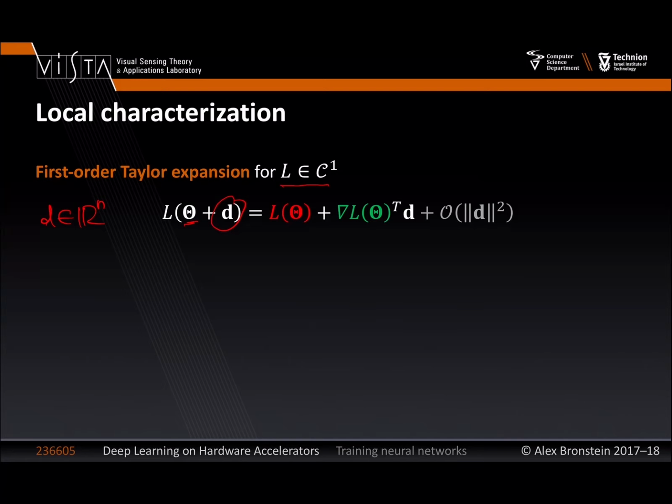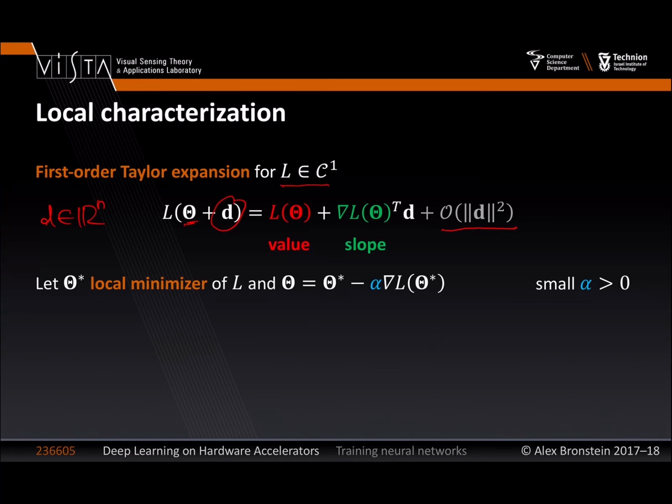So first order approximation means that I'm going to linearize my function. I'm going to approximate it by a linear function, by a hyperplane, okay, tangent to the graph of the function. So this approximation is exact up to errors of second order in the norm of d. And the first term, the constant term, is the value of the function at point theta. The second term is the slope, or if you will, the normal to the plane that approximates linearly my function. Okay? So basically, I'm going to find a linear or an affine function, to be precise, that has the same value and the same slope as my function at point theta.